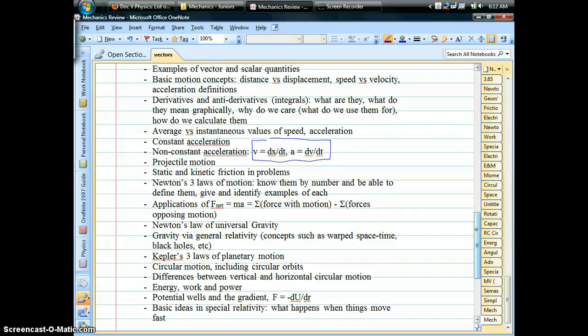This includes air friction, and you will be responsible for doing those derivations. Find out the velocity as a function of time. I've got a couple how-to videos on those. You'll get a practice problem a little bit later.